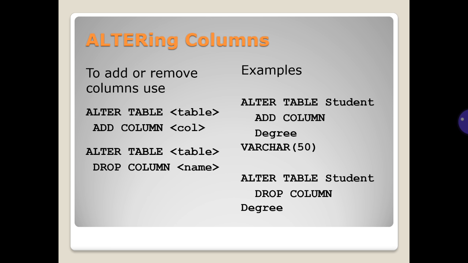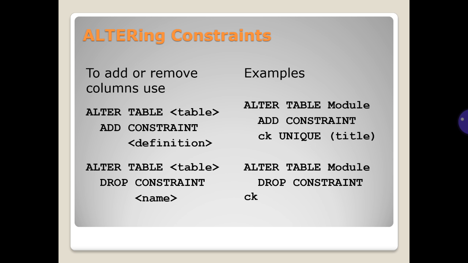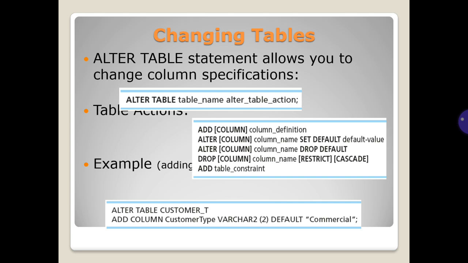Altering columns. To add or remove columns, use alter table add column and alter table drop column. Examples. You can look at this yourselves. Altering constraints. To add or remove constraints, use alter table add constraint and alter table drop constraint. You can look at these examples. Changing tables. The alter table statement allows you to change column specifications and table actions, and there is an example.